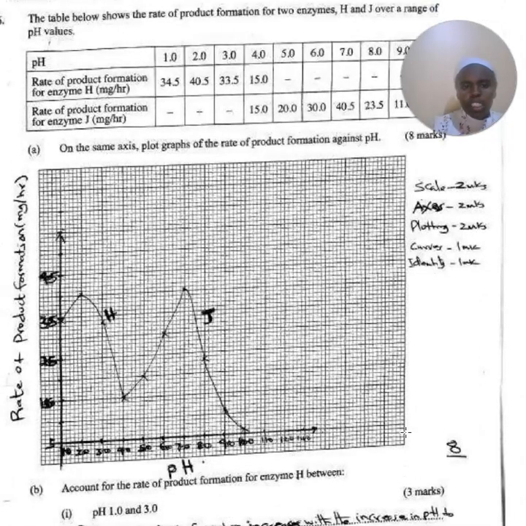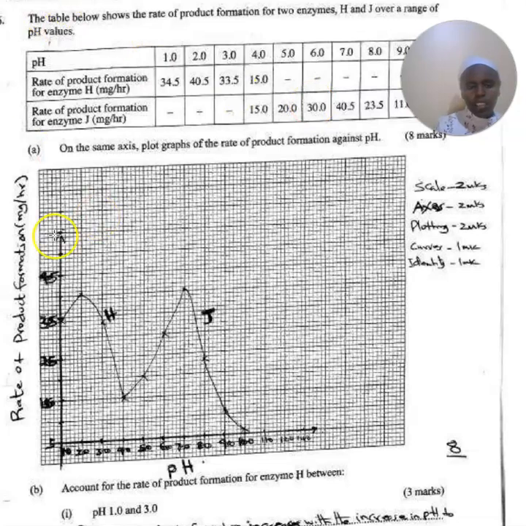Section B, this is a graph question. You are told that the table below shows the rate of product formation of two enzymes, H and J, over a range of pH values. So you have the range of pH values from pH 1 up to pH 10, the rate of product formation by enzyme H starting at 5, 15.0, and then the rate of formation of enzyme J starts at pH 4 and continues like that. So you're asked on the same axis to plot the rate of product formation against pH.